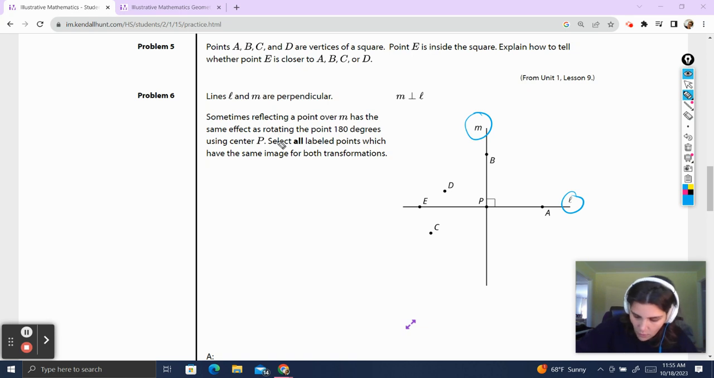Sometimes reflecting a point over M has the same effect as rotating the point 180 degrees using center P. Select all labeled points which have the same image for both transformations.